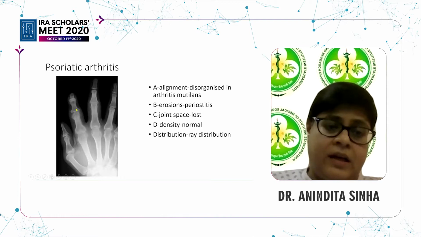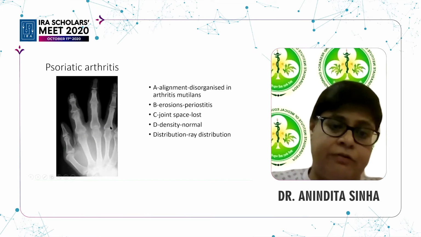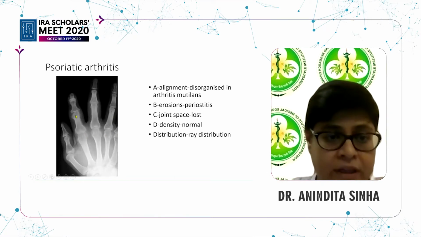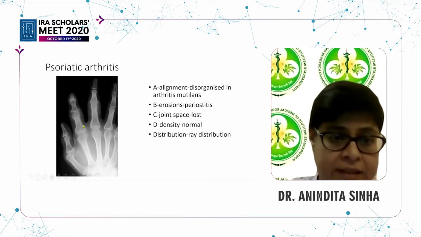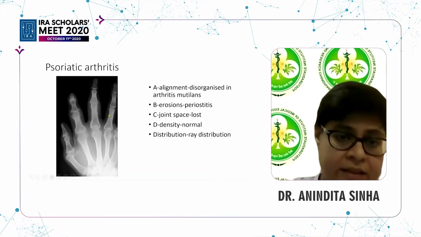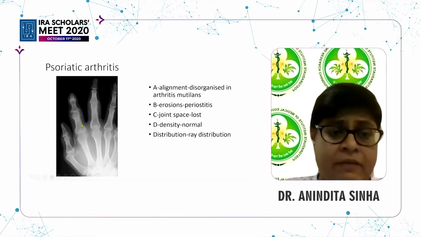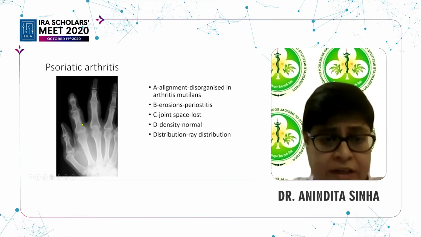The second ray is more involved. The third ray is also involved, but the fourth and fifth have not been involved. Sorry, the fifth has been cut out. And you can see not only is there erosion of the PIP as well as the DIP, but also you can see this linear periosteal reaction. If you look at this thin cortex over here, outside this cortical margin, you can see a solid sort of bone projecting outwards on both the radial as well as the ulnar aspect, and this is the periostitis, which is commonly described as fluffy, but can also be solid in cases of psoriatic arthritis.